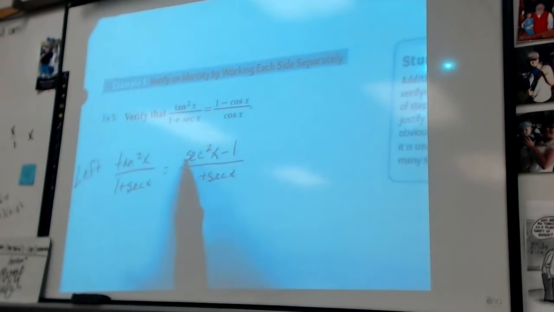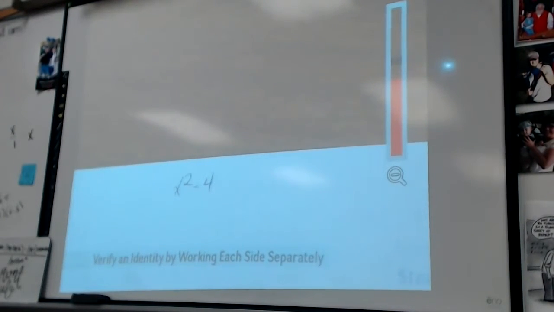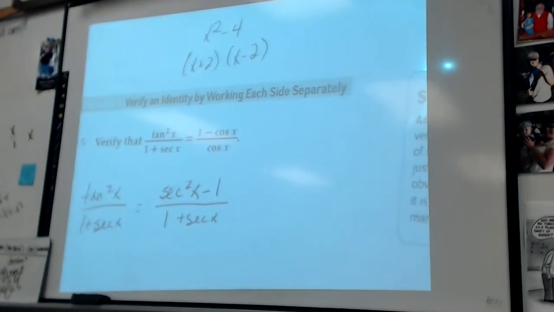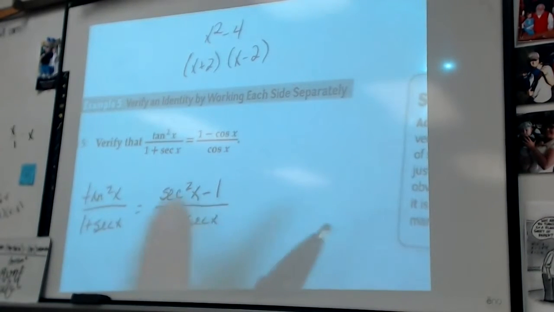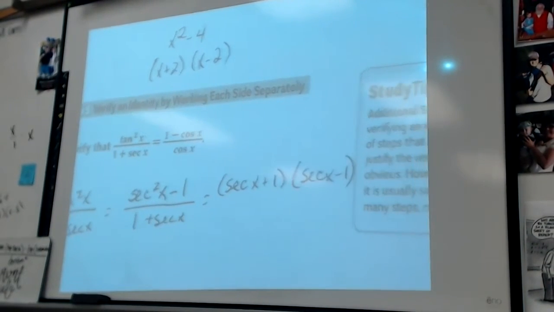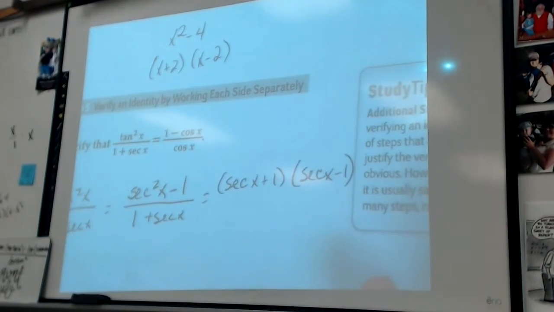Now, go back a little algebra here. If we have x squared minus 4, those are two perfect squares. So it's a difference of squares. So you would take the square root of each, put a plus and a minus: x plus 2, x minus 2. Secant squared x minus 1 is a difference of squares because both of these are perfect squares. So that will factor into secant x plus 1, secant x minus 1. So it factors into the conjugates. And if you FOIL it back together, you'll end up with that.